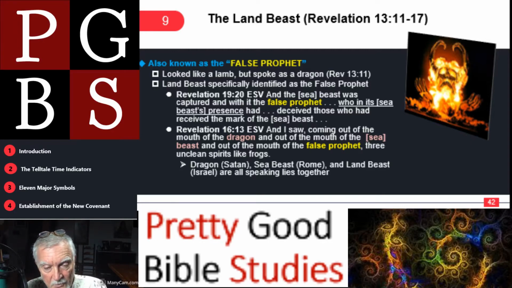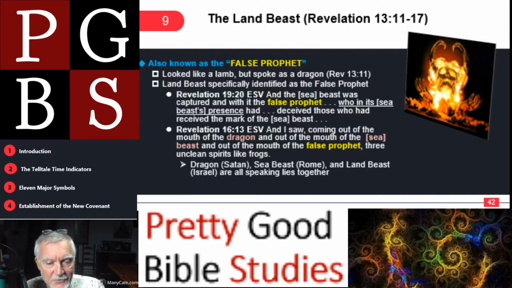And so we know from context the false prophet is the land beast, so the sea beast and the land beast were conquered together. This false prophet, this land beast, who in the sea beast's presence had deceived those who would receive the mark of the sea beast. Again, false prophet, he was leading Israel astray to make them worship the idolatrous Romans instead of Yahweh.